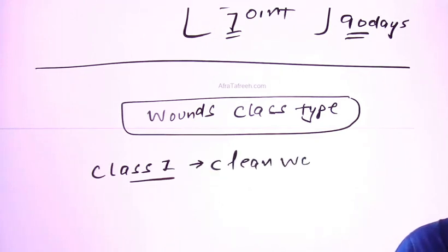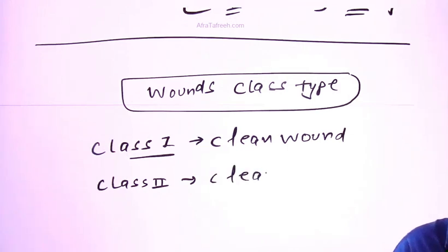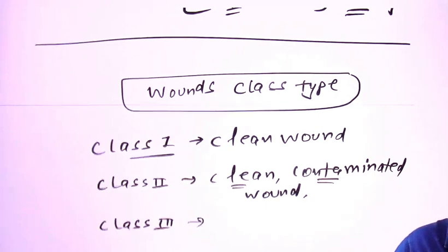Which are the clean wounds. And class 2 is the clean contaminated wound. In this, you enter the body organs under controlled conditions, and that is termed as a clean contaminated wound. Then class 3 is which one?